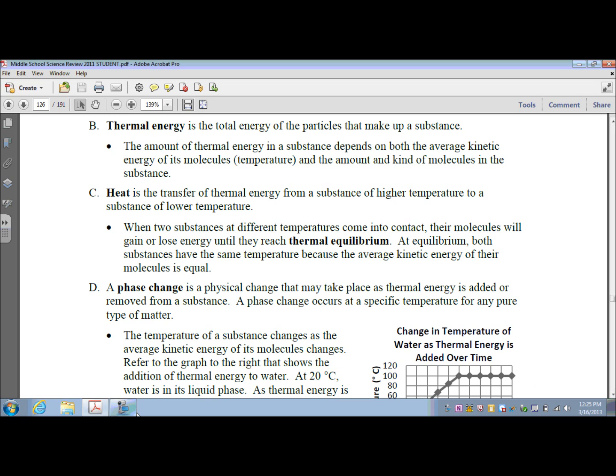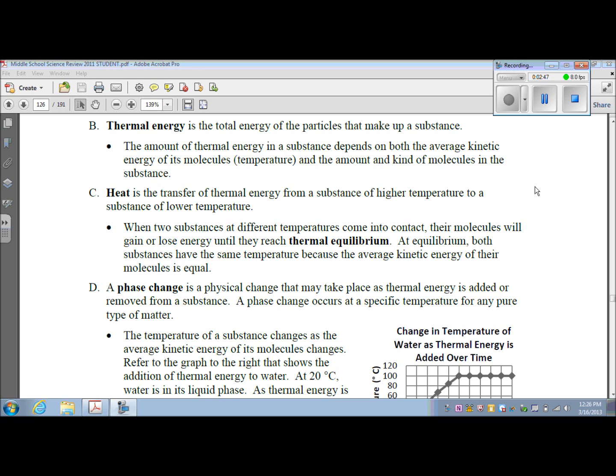Section C. Heat is the transfer of thermal energy from a substance of higher temperature to a substance of lower temperature. So heat travels from high to low. When two substances at different temperatures come into contact, their molecules will gain or lose energy until they reach thermal equilibrium. At equilibrium, both substances have the same temperature because the average kinetic energy of their molecules is equal.